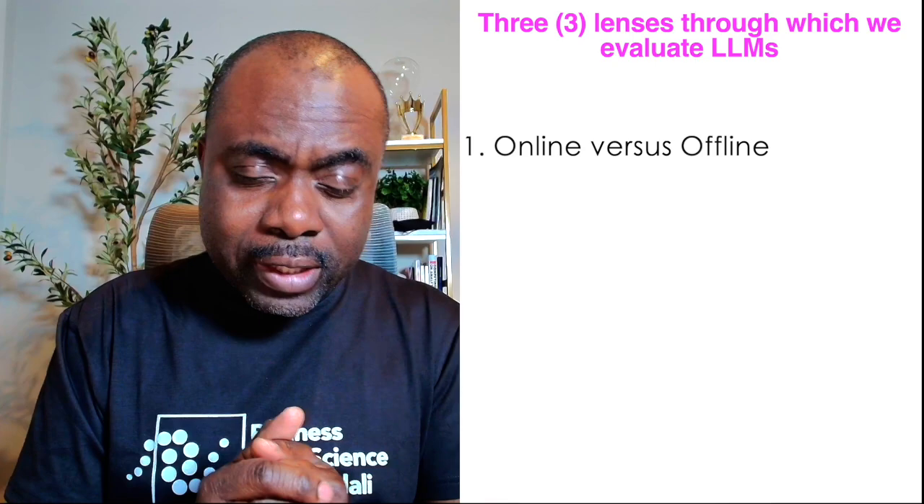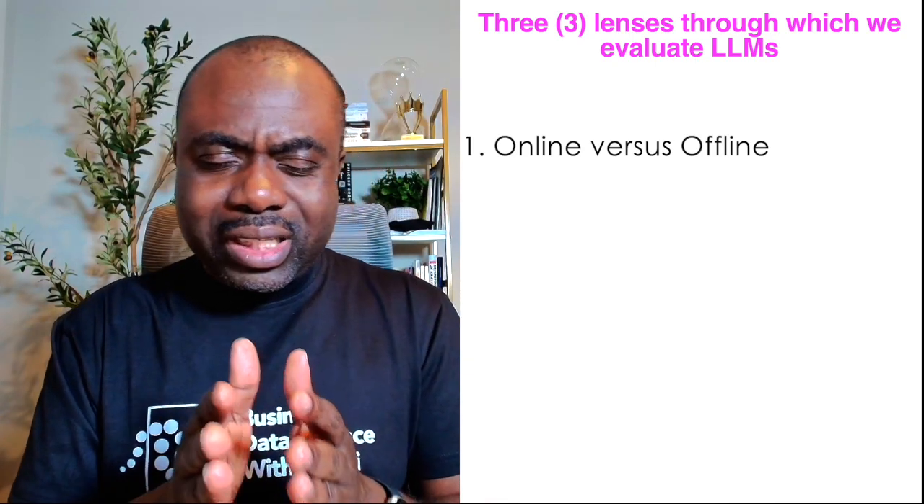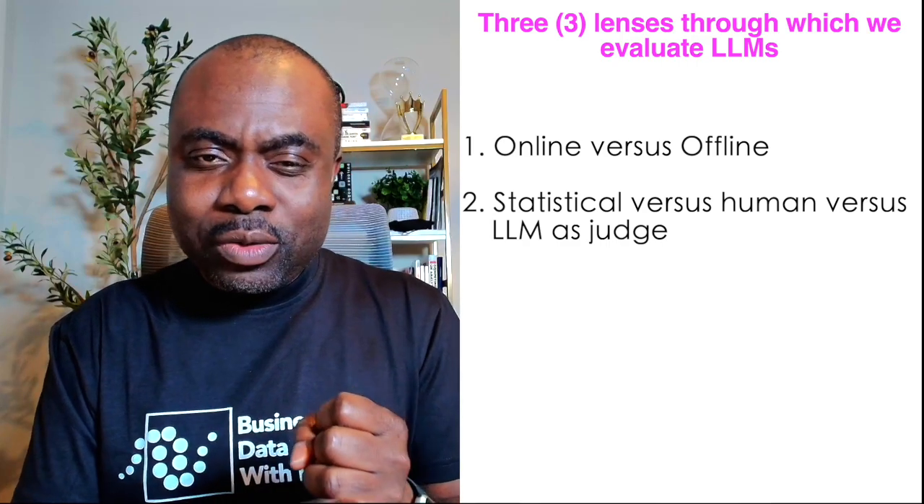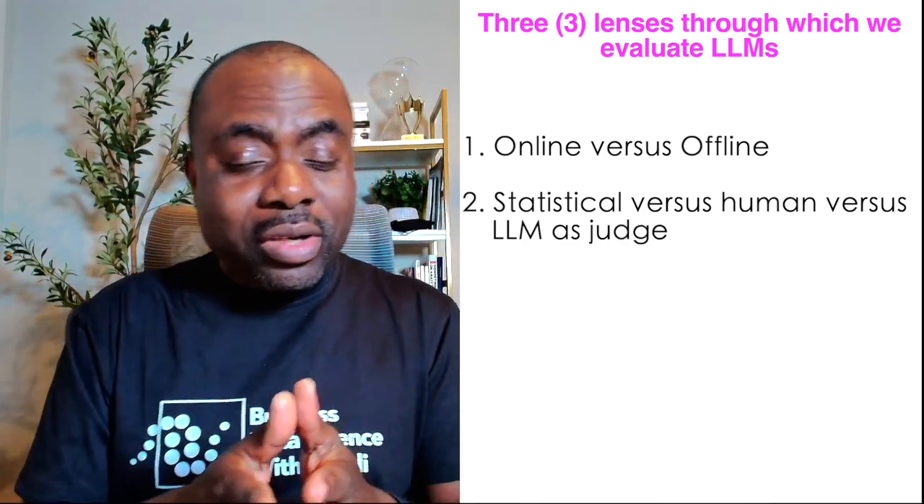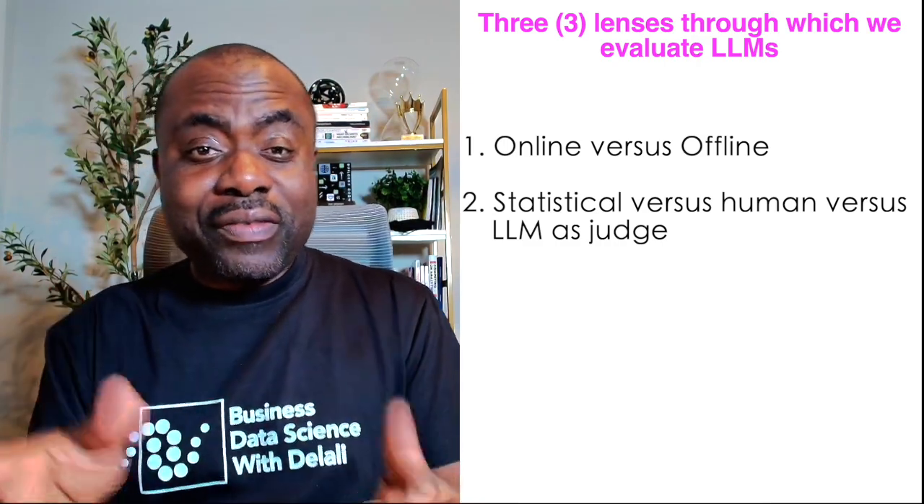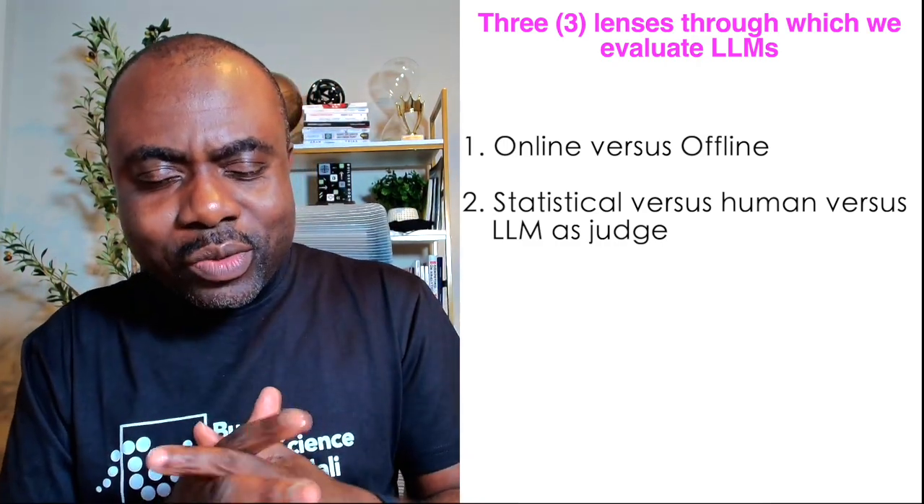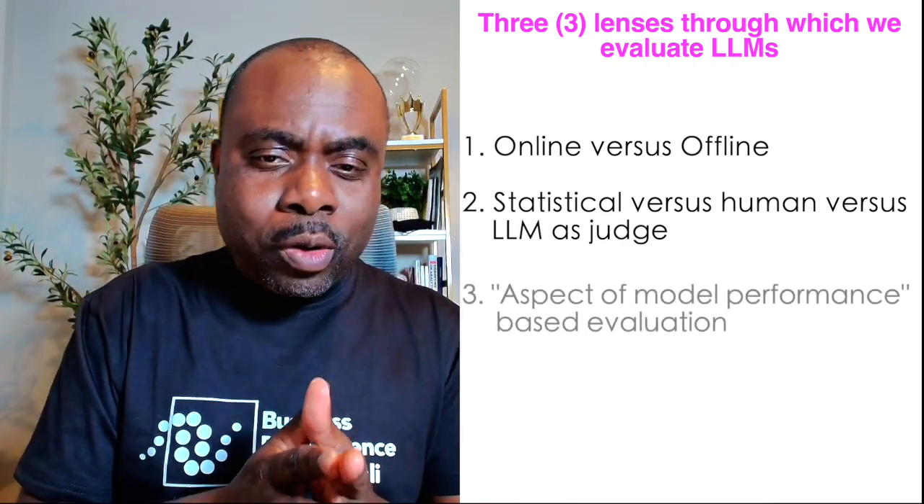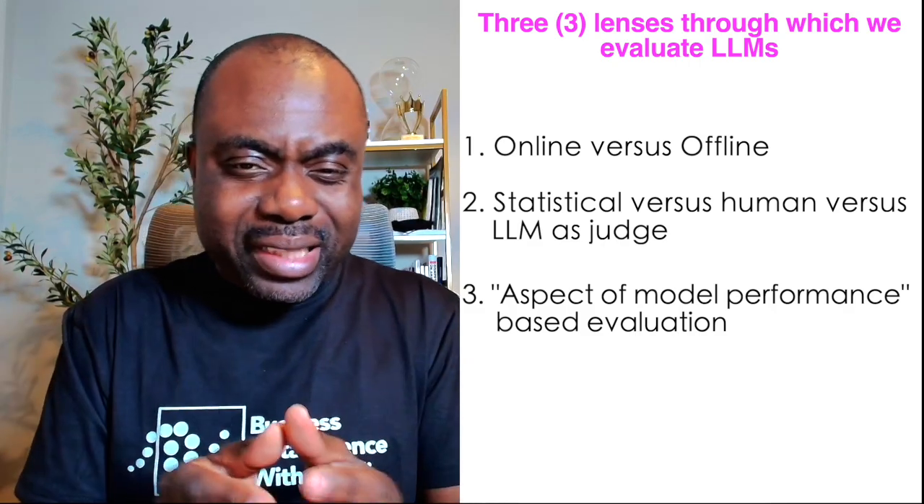In the last video, we talked about 3 lenses through which you can evaluate large language models. And today we are going to dive deeper into each of these 3 lenses. If you recall, the first one was online versus offline type of evaluation. The second one was statistical or mathematical based evaluation versus human or manual eval versus LLM-as-a-Judge evaluation. And then finally we also talked about what I call the aspect of model performance based type of evaluation.